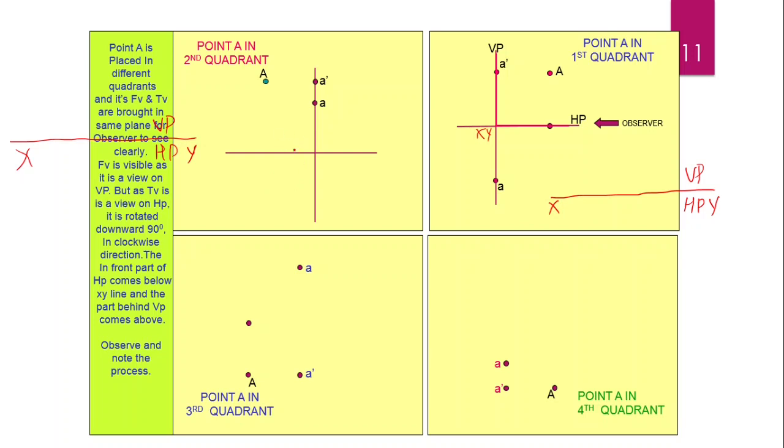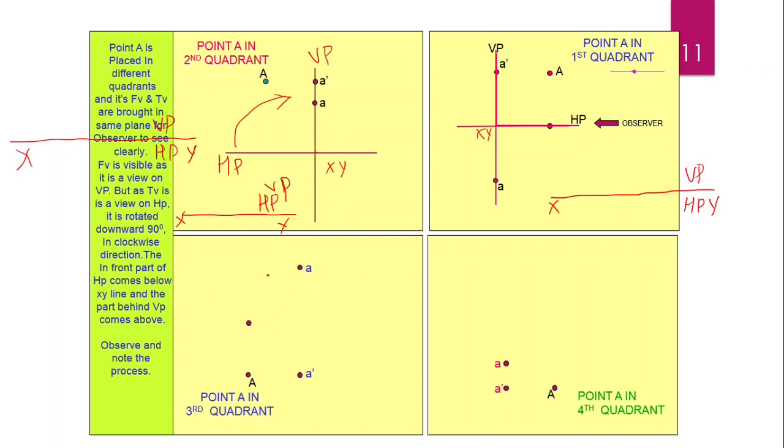And we can represent the second quadrant as XY line, this point is XY line, and this is HP. If we rotate that HP 90 degrees in clockwise direction, and this plane is VP, then we can say that HP and VP both are above XY line.